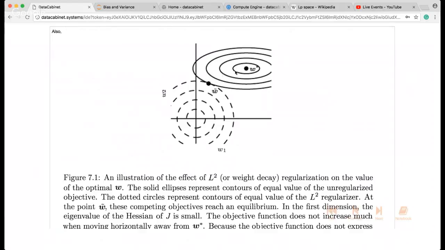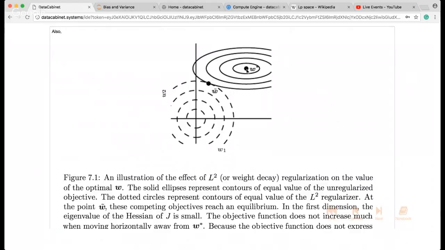One way to explain this is, if you look at W1 and W2, I should not call them x, y direction, I should call them the W1 direction and the W2 direction. The W1 direction got shrunk by a lot, but the W2 direction didn't get shrunk by a lot. So W star was the original best. Now W bar is the original best. W1 has shrunk by a lot. W2 has not shrunk by a lot.